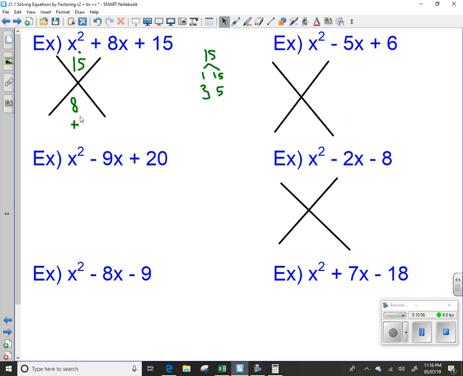Well, now I have to check which set adds up to give me 8. 1 and 15 is 16, so it's not that. So I'm going to do 3 plus 5. Oh, that is 8. So I'm going to put my 3 and my 5 on either side of my x.